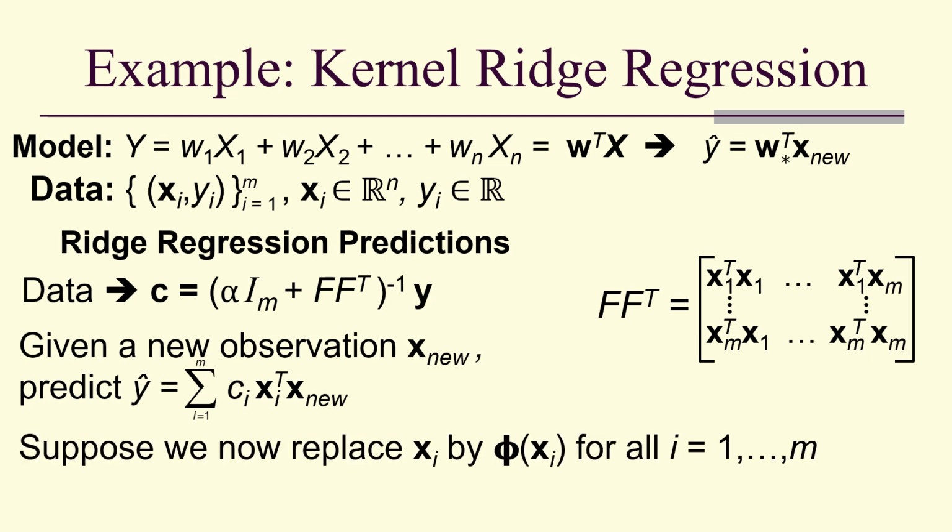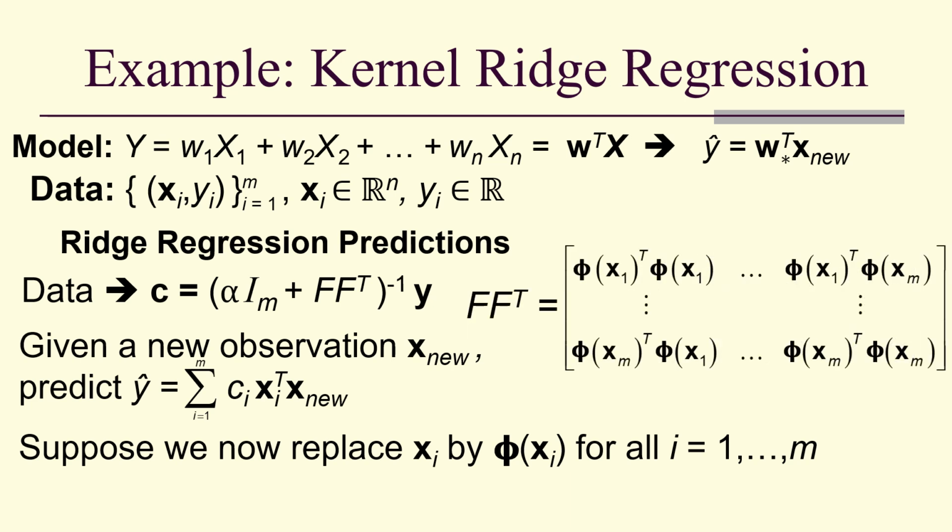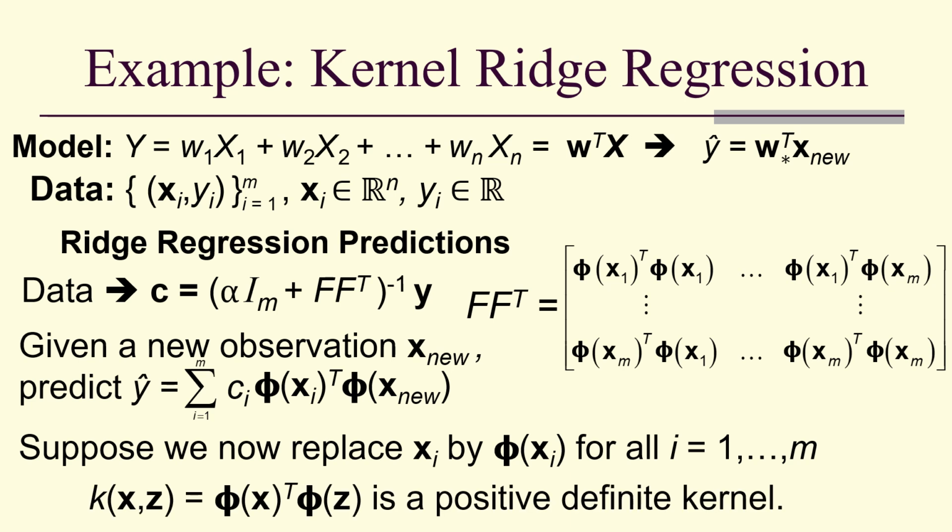But suppose now we replace x_i by phi of x_i, where phi is an embedding map. Well, then we're going to get this F F transpose, and we're going to get this prediction. And notice it's all inner products. And that means we have a positive definite kernel k of x, z.